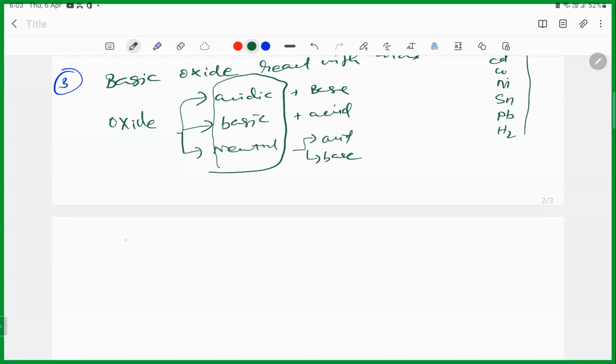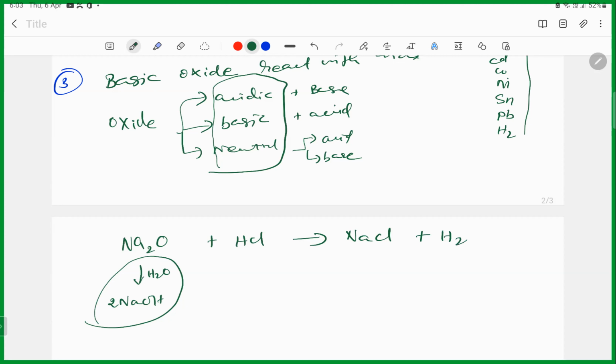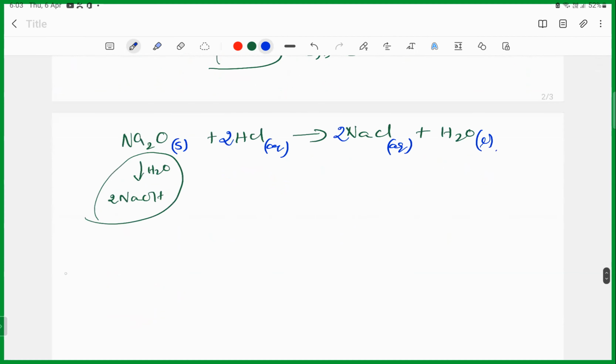Yes, sir. So when you put sodium oxide in water, it gives 2NaOH, so the nature becomes basic. Then it reacts with HCl to give NaCl aqueous and water. The oxide is solid, HCl is aqueous, NaCl is aqueous, and water is liquid. It takes 2 moles of HCl and gives 2 moles of sodium chloride and water. This is the reaction of oxides.